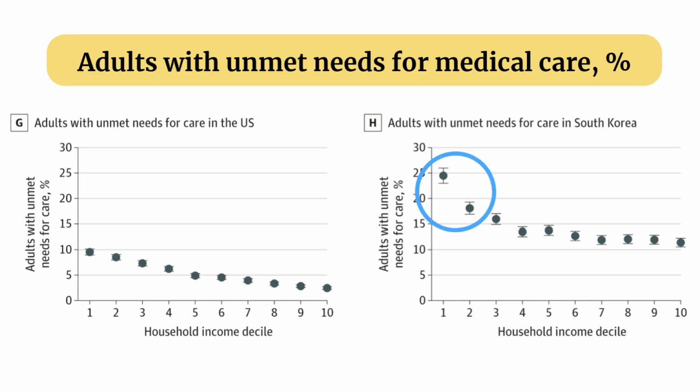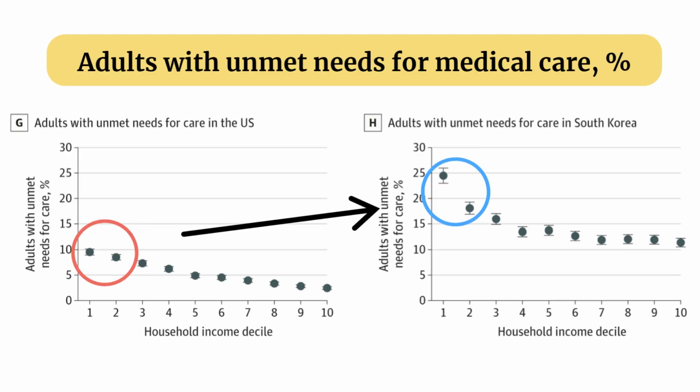The last graph I'll be talking about is about adults with unmet medical needs for healthcare. You can see that the low household income families in South Korea have a much higher percentage of unmet medical needs than the US low-income families. South Korea has a very high percentage on average compared to the US.